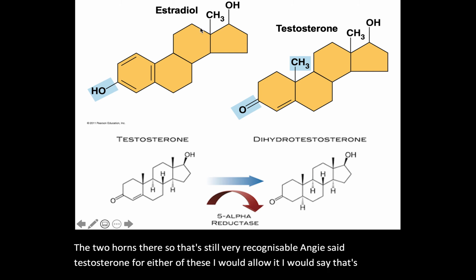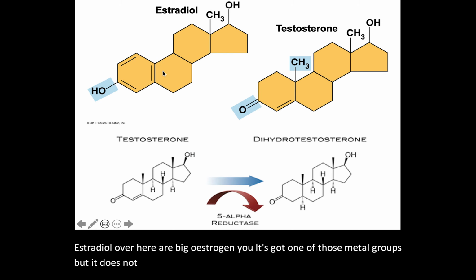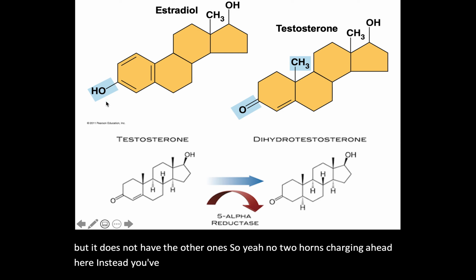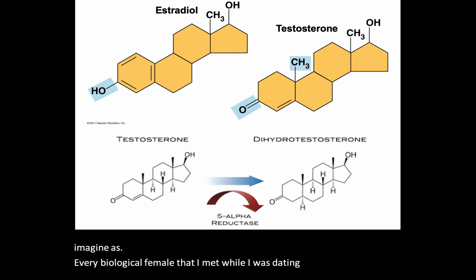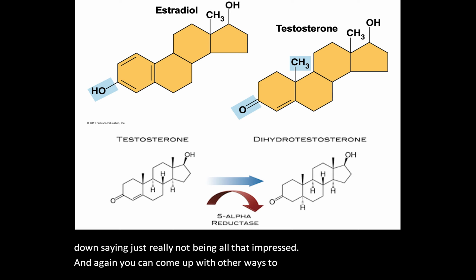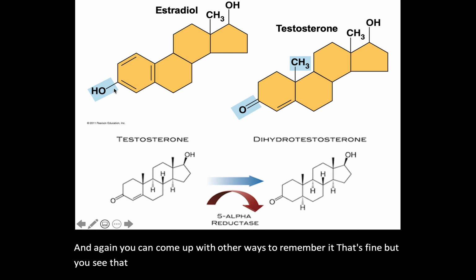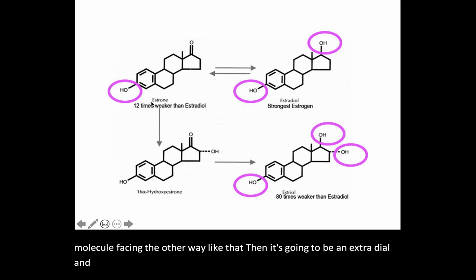Now, estradiol over here, our big estrogen, you see it's got one of those methyl groups, but it does not have the other one. So yeah, no two horns charging ahead here. Instead, you've got an OH group, a hydroxyl group, which I always imagine as every biological female that I met while I was dating just looking me up and down and saying, oh, just really not being all that impressed. And again, you can come up with other ways to remember it, that's fine, but if you see that hydroxyl over here, OH, and it's backwards, we can draw this molecule facing the other way like that. Then you know it's going to be an estradiol, an estrogen. It's not going to have those two horns on the top.